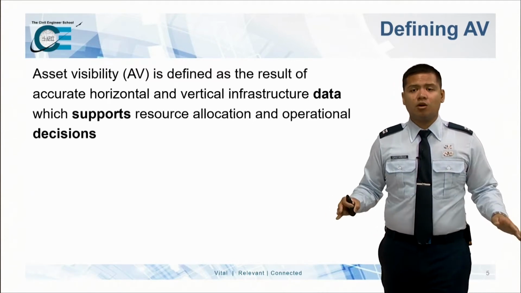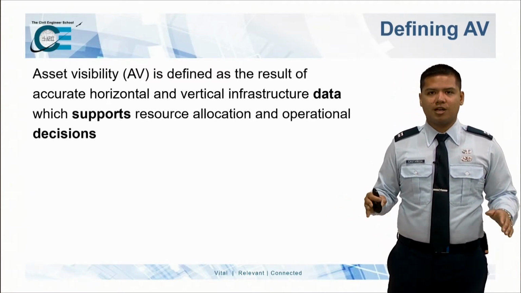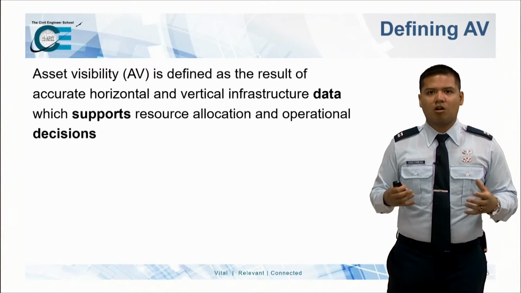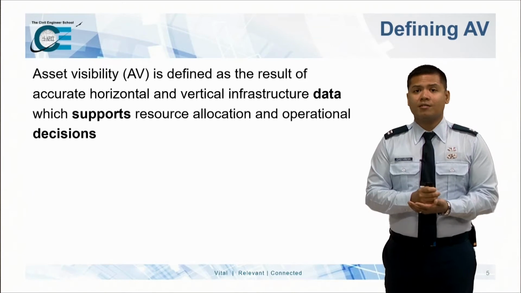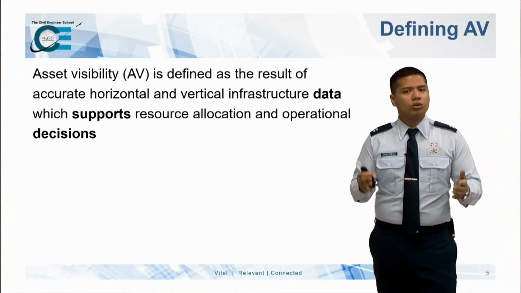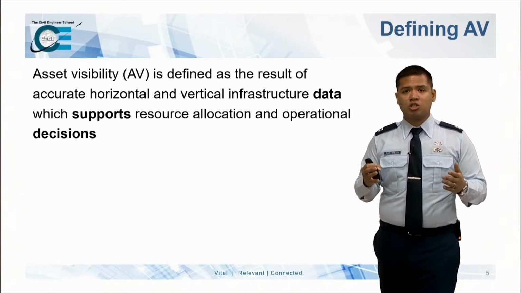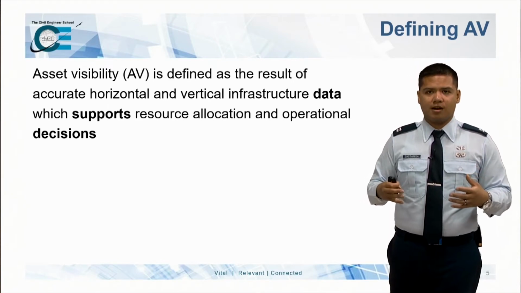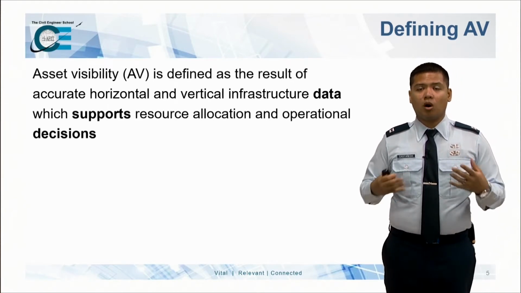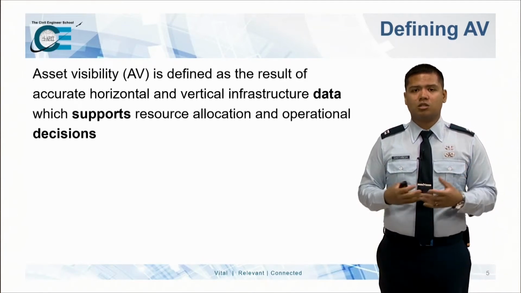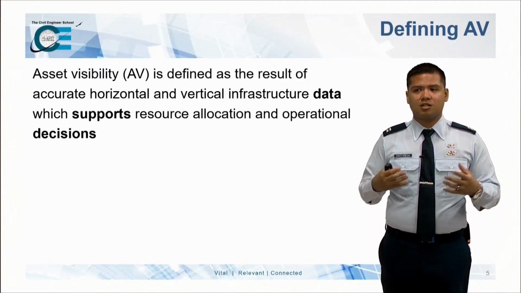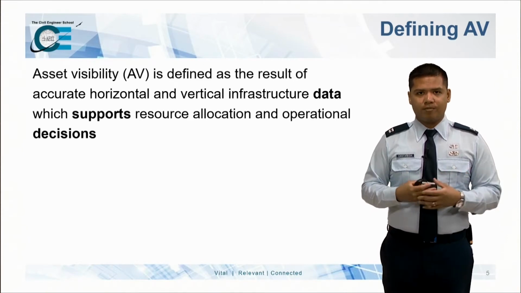If you take anything away from this lesson, I want you to understand that asset visibility is all about gathering data to support decisions, okay? If the data doesn't support decisions, then maybe we shouldn't be gathering that data. Maybe we shouldn't be using resources to gather that data. If the data is not good quality, then that poor quality data is not going to inform decisions in an optimal way.